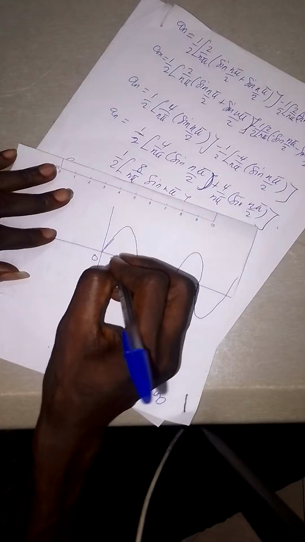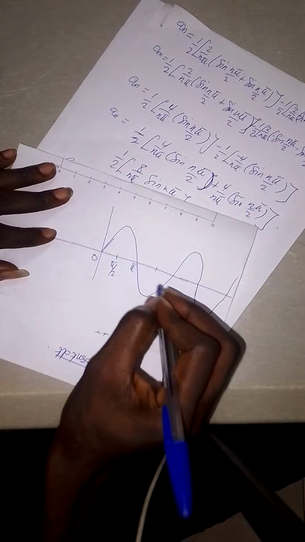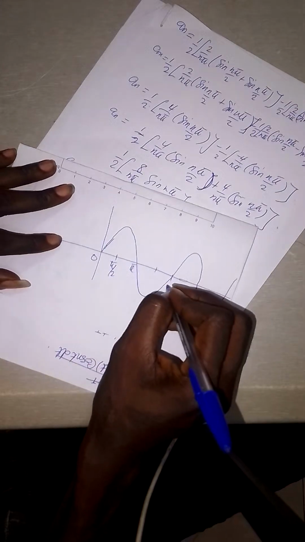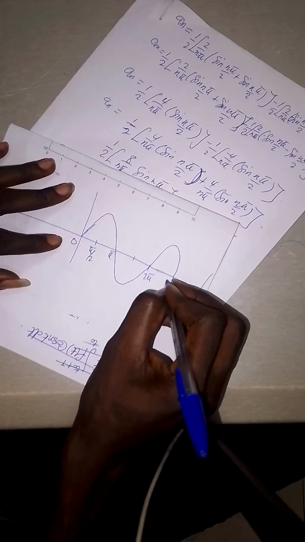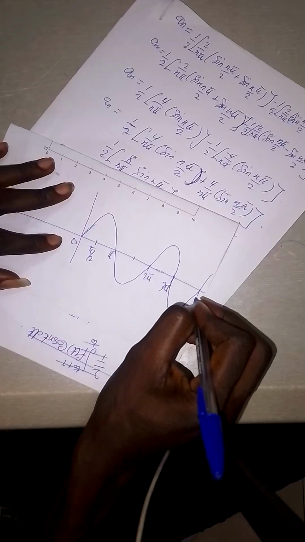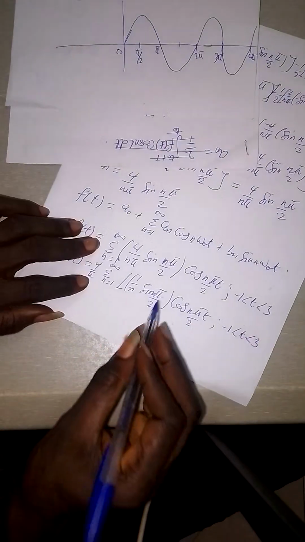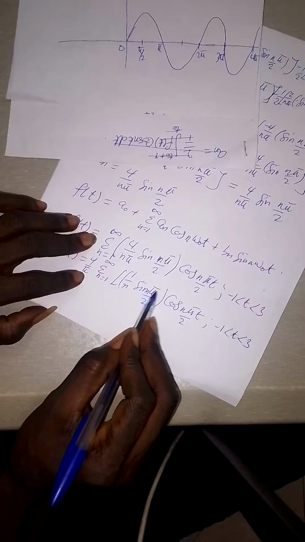So here is 0. Here is pi on 2. Here is pi. Here will be 2 pi. Here will be 3 pi. Here will be 4 pi. So here we are going to have sine n pi over 2.